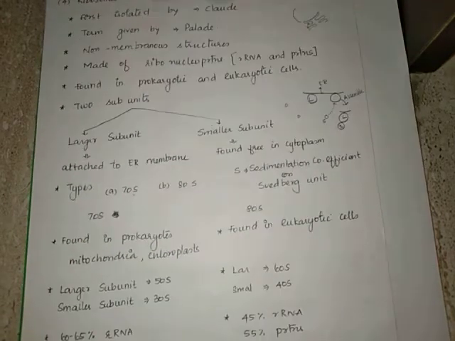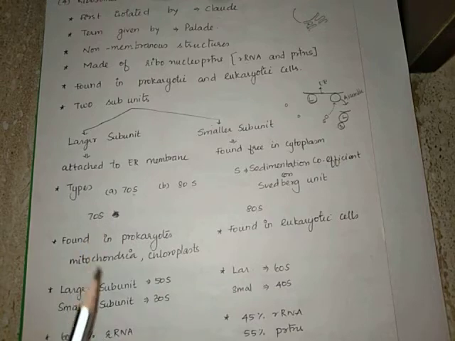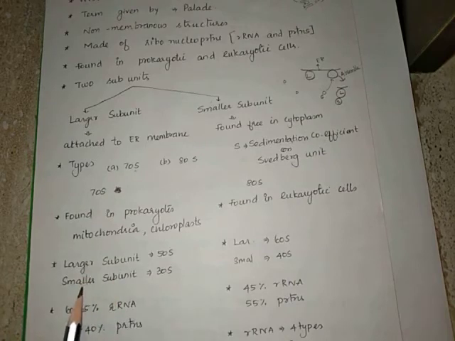And the 70S ribosomes, they are found in prokaryotes, mitochondria and the chloroplast, and they are made of the larger and smaller subunit.